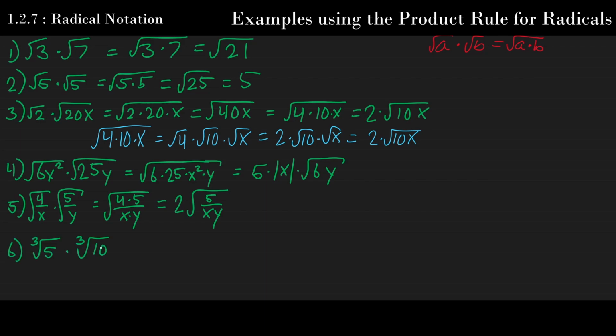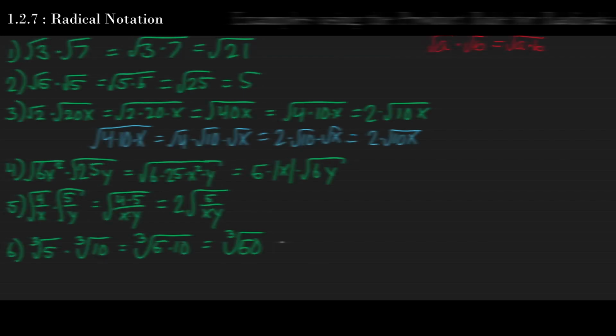Number 6. The cube root of 5 times the cube root of 10. Our last example for this property uses cube roots. They work exactly the same as square roots. We have the cube root of 5 times 10, which equals the cube root of 50. Since 50 doesn't have an easy factor that's a perfect cube, we leave this as finished.